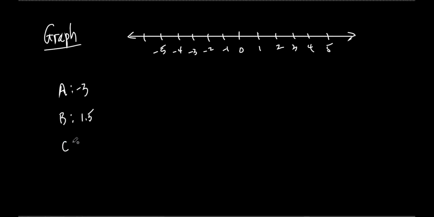But B, we're going to graph 1.5. C is 2.3 repeating. D is negative square root of 3. And then E is -1/4. All right, so here's what we want to do. There's our graph right there. The A, B, C, D, and E represent points on this graph right here.